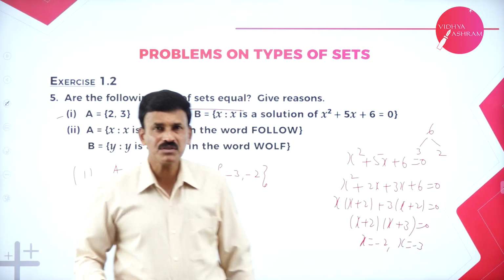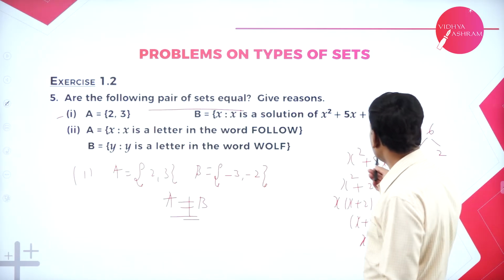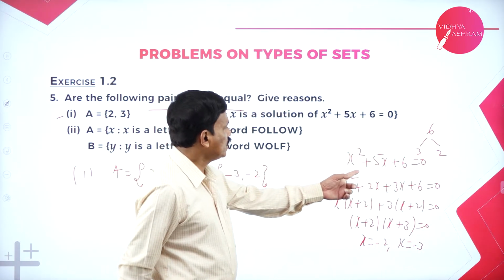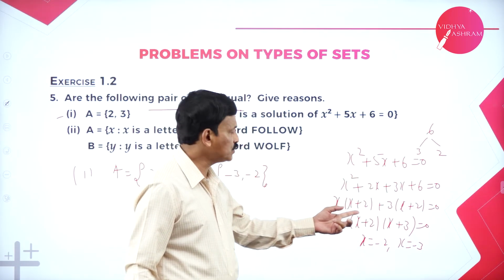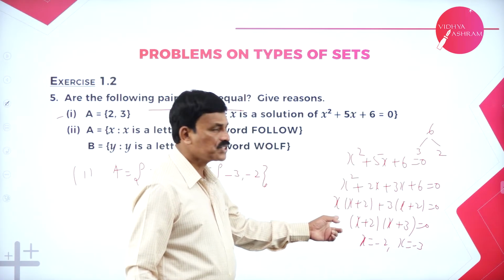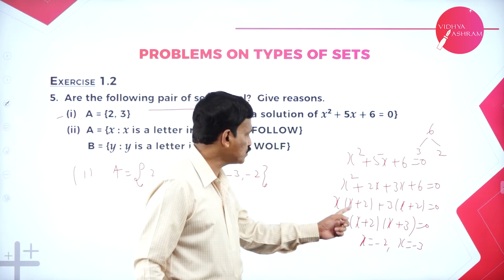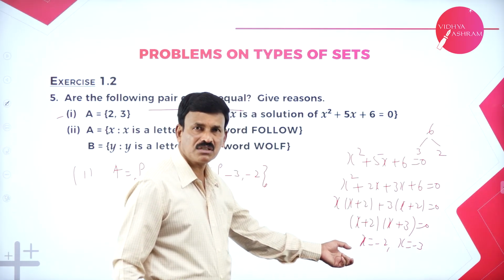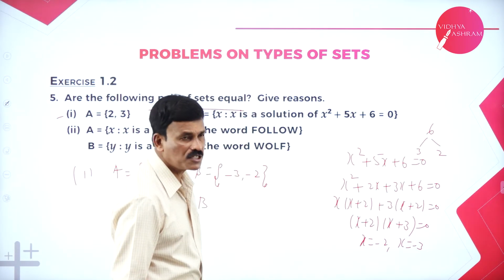Okay. See, I will explain once again. A contains 2 and 3. B contains the solution of this equation. It's a quadratic equation. Factorize this quadratic equation. x square plus 5x plus 6 can be written using the factors of 6, which are 3 and 2. So, x square plus 2x plus 3x plus 6. 2 plus 3 is 5x. x is the common factor, x into x plus 2, plus 3 is the common factor, x plus 2. The factors are x plus 2 and x plus 3. The roots we are going to get are x is equal to minus 2 and x is equal to minus 3.